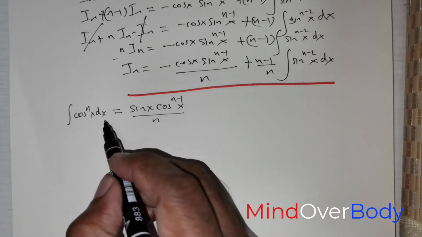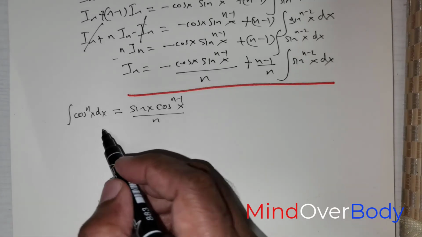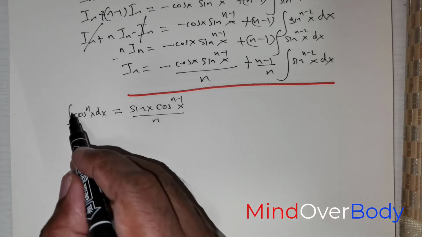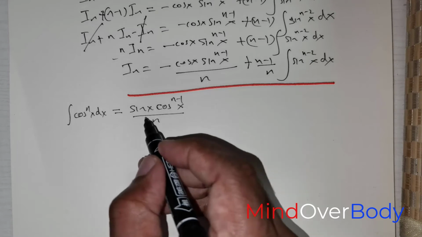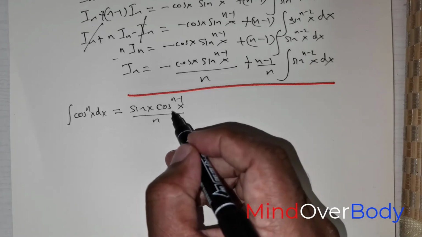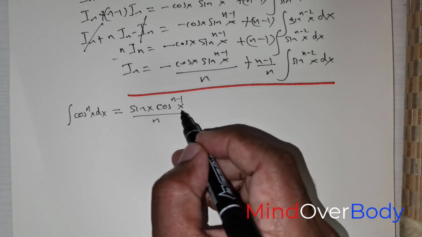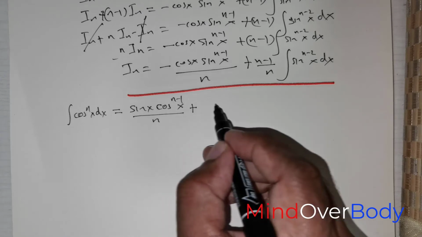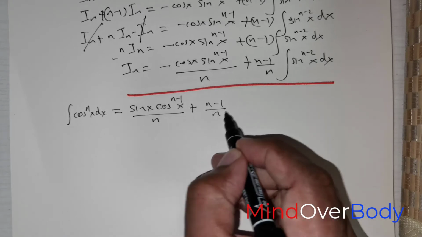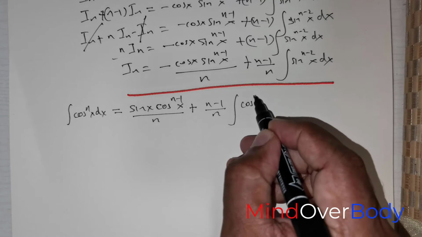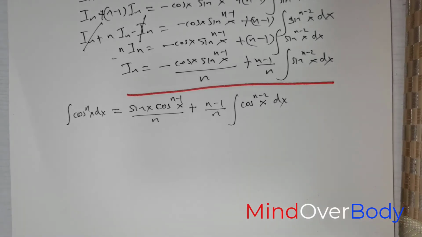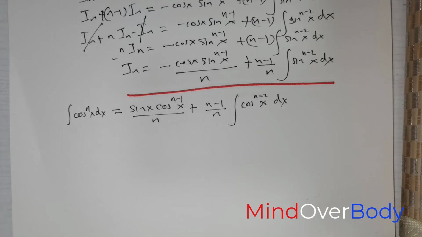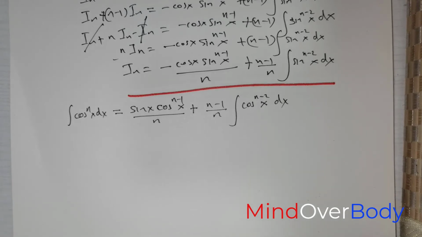Now having obtained the reduction formula for sine, we have a similar reduction formula for cos, which has given us integral cos raised to the power of n x dx is equal to sine x times cos raised to the power of n negative 1 times x divided by n, positive n negative 1 over n integral cos raised to the power of n negative 2 x dx. Now I'm going to show you how to get this proof, and that is very interesting too.